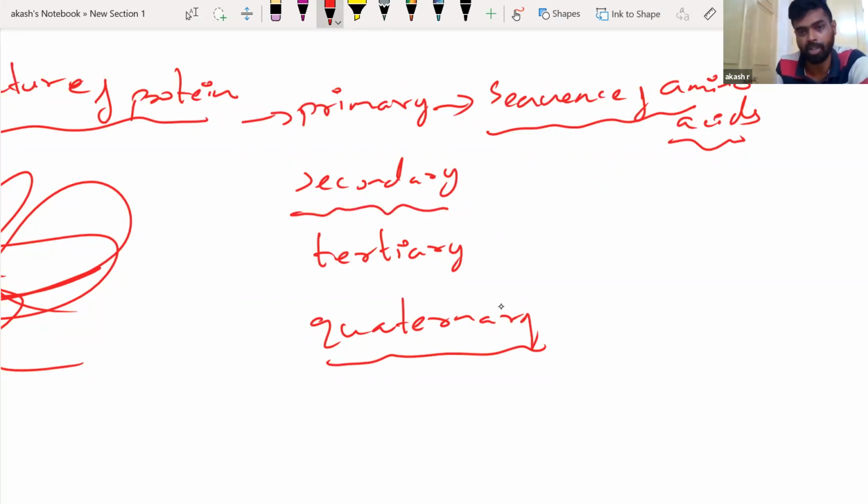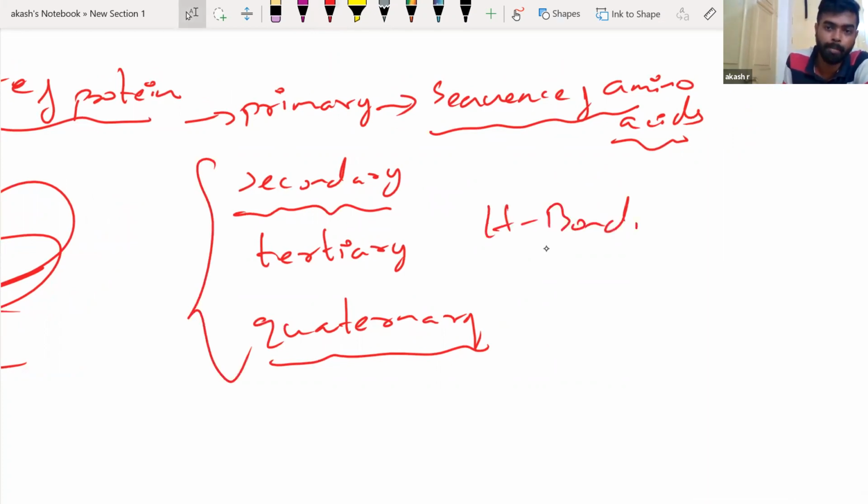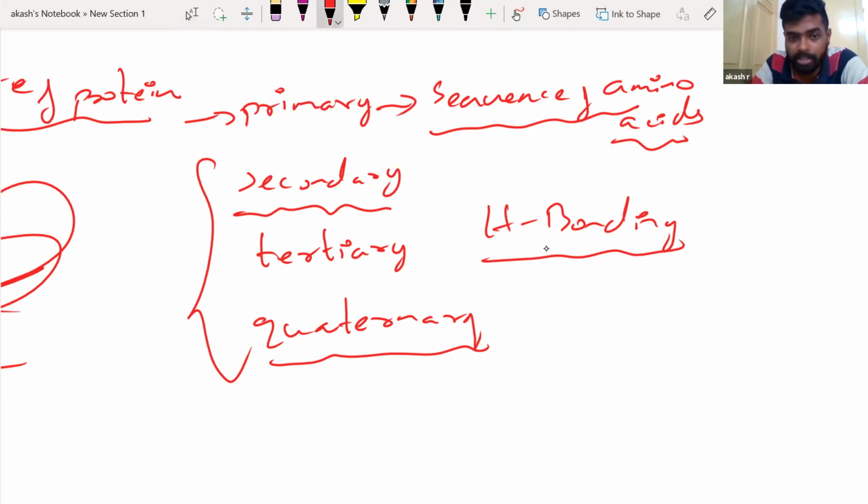What do you mean by a secondary structure now? Please understand, people, let me show you the same diagram. For all of these, hydrogen bonding becomes very important. In primary structures, hydrogen bonding is not important, only the covalent bonds. For secondary, tertiary, and quaternary structures, you have to know hydrogen bonding, because these are formed from hydrogen bonding only.